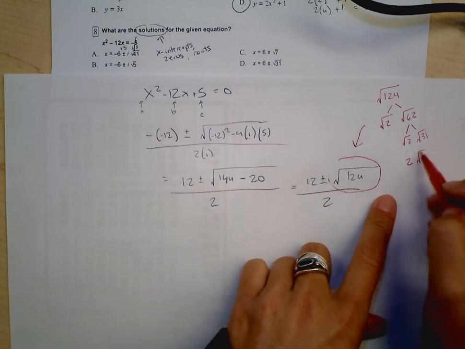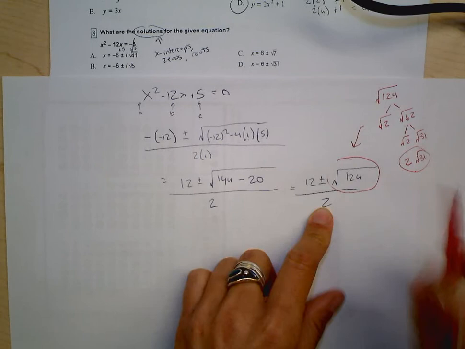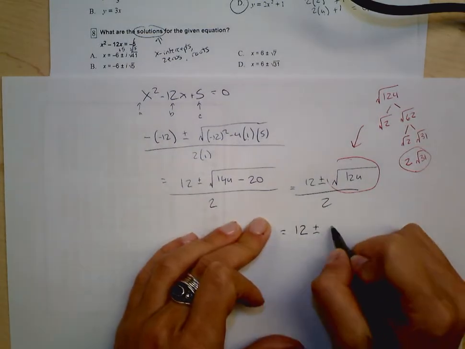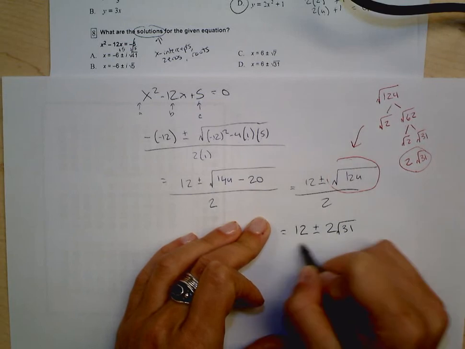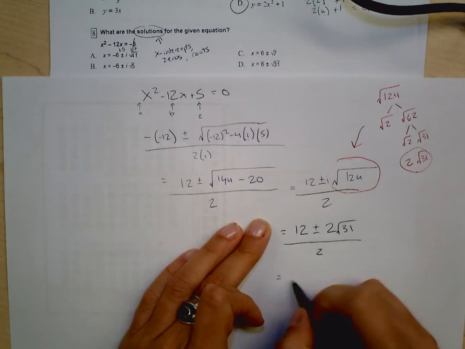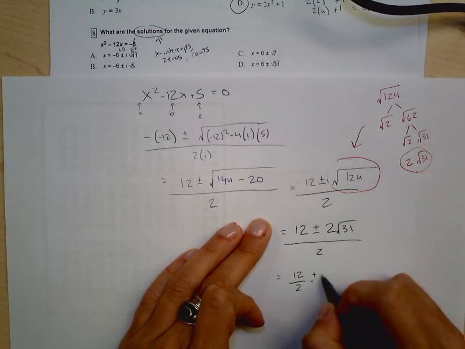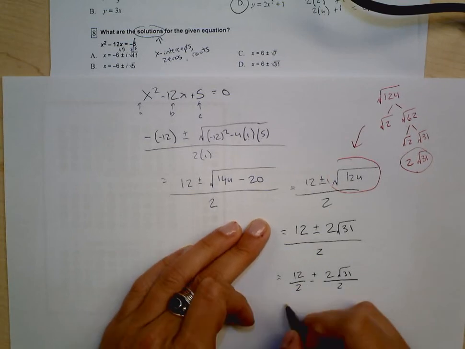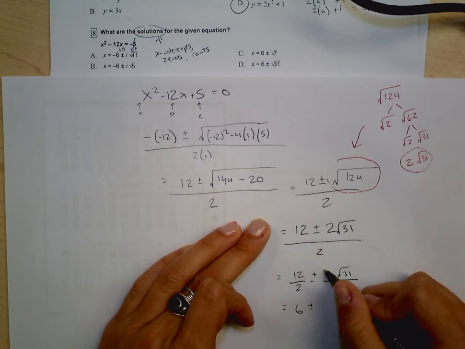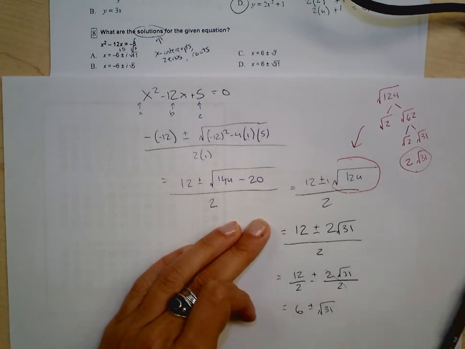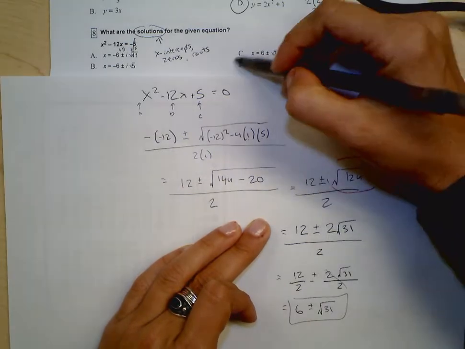So I can replace this 2 square root of 31 for my square root of 124. So we get 12 plus or minus 2 square root of 31 all over 2. And from here I can separate and simplify. 12 over 2 plus or minus 2 square root of 31 over 2. 12 divided by 2 is 6, and the 2's cross out, so I'm left with 6 plus or minus square root of 31 for my solutions, and that gives me answer choice D.